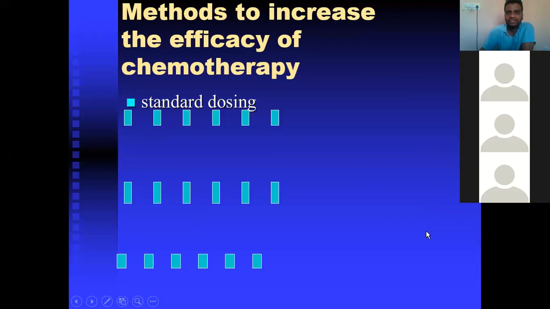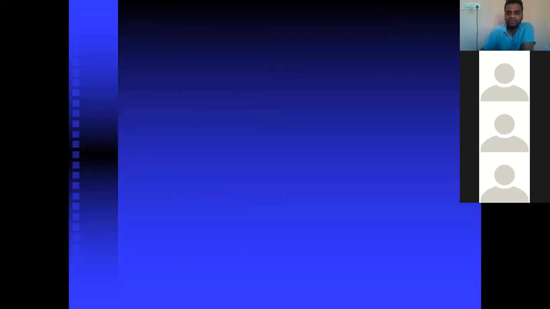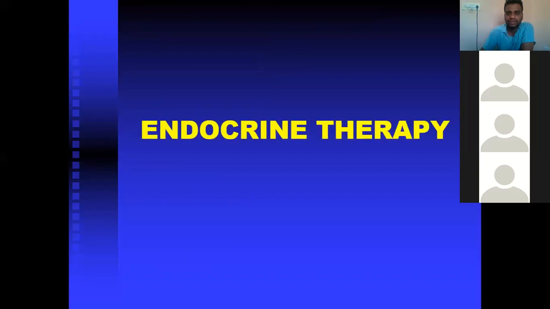So, methods to increase the efficacy of chemotherapy. You give a standard dosing, then you give a high dosing, then dose density you have to do. So that's how you can do that. Then endocrine therapy. Okay, I'm again running out of time. I have just 10 minutes. I think I can complete it.